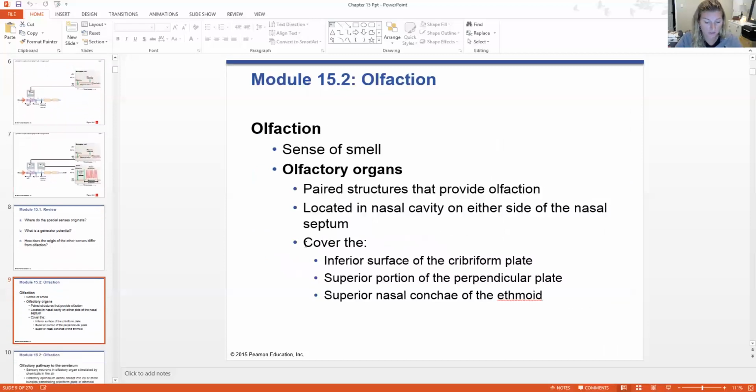Let's start our special senses with the discussion on olfaction. Olfaction is our sense of smell. It uses our olfactory organs. Our olfactory organs are paired structures that provide olfaction for our enjoyment or displeasure, depending on what you're smelling. Located in the nasal cavity on both sides of the nasal septum, they cover the interior surface of the cribriform plate of the ethmoid bone, the superior portion of the perpendicular plate, and the superior nasal concha of the ethmoid bone.